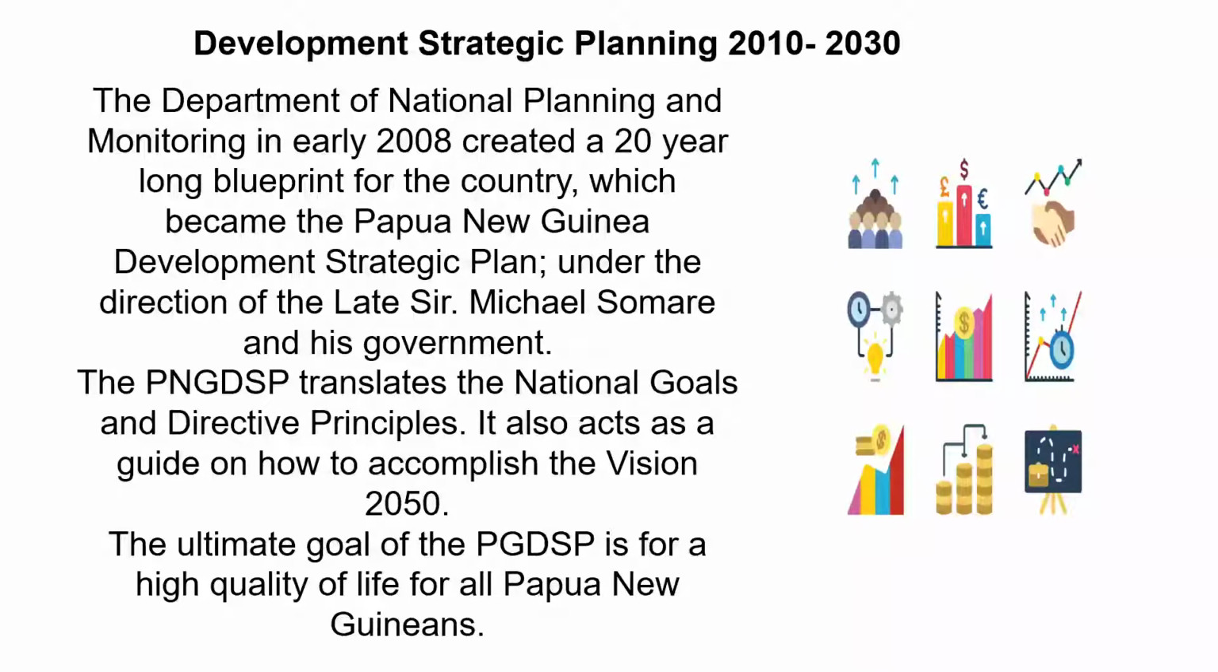The DSP uses the case of unequal distribution as the basis for intervention through the economic corridor concept. It mainly focuses on the economic growth aspect of sustainable development. The goal of the PNG DSP is a high quality of life for all Papua New Guineans, and the vision is PNG will be a prosperous middle-income country by 2030.